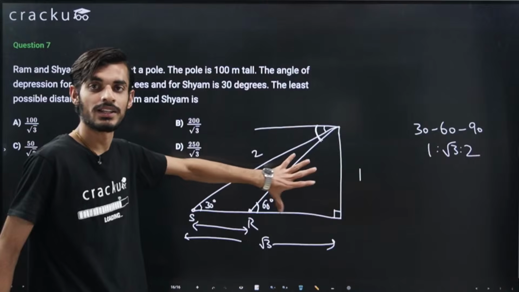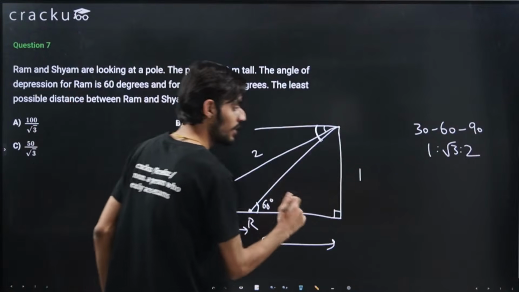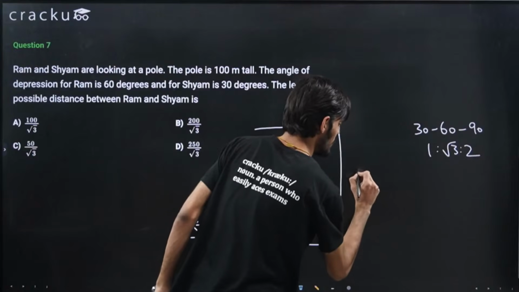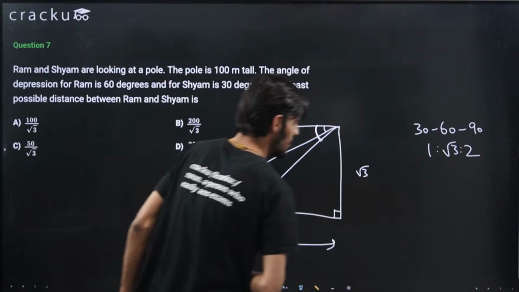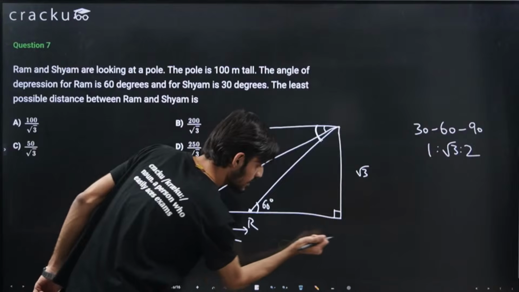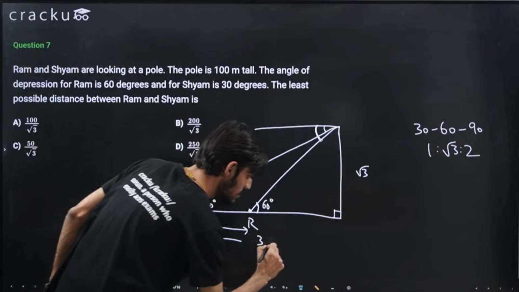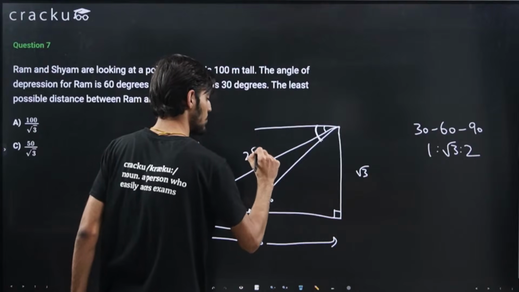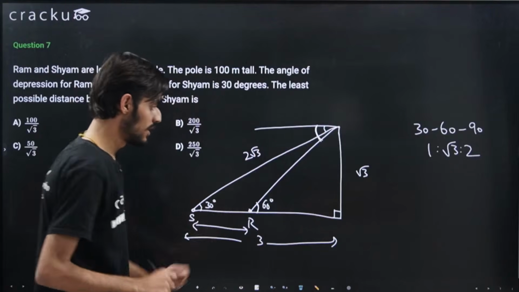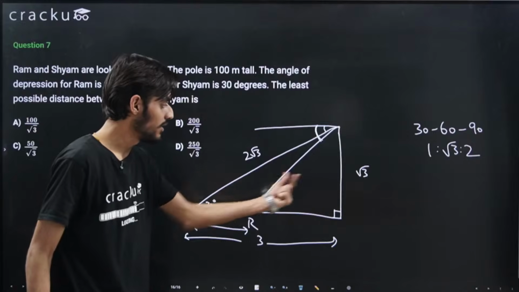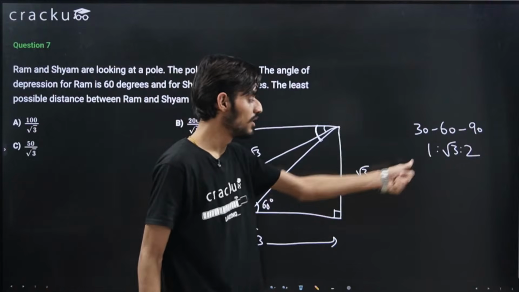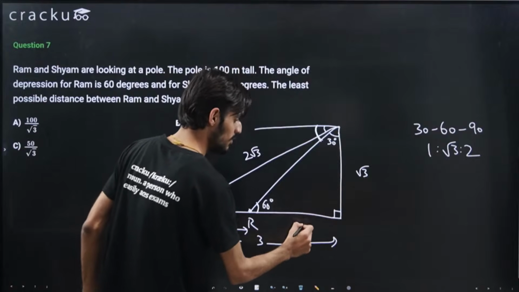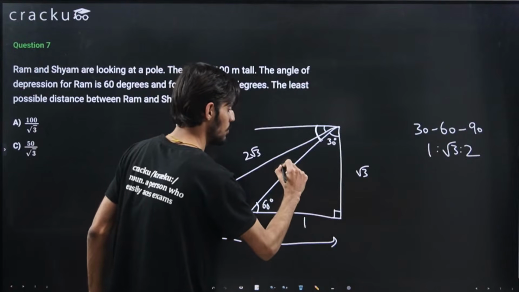So I can just multiply the ratios by root 3 so that I can compare the two ratios. If I multiply this ratio by root 3, then this will turn out to be root 3 into root 3, that is equal to 3, and this will come out to be 2 root 3. Now I can directly compare the two values. Because the side in front of 60 degrees is root 3, the side in front of 30 degrees will be 1 and this will be 2.